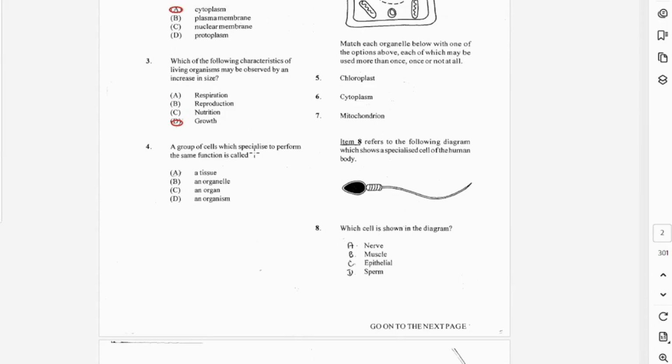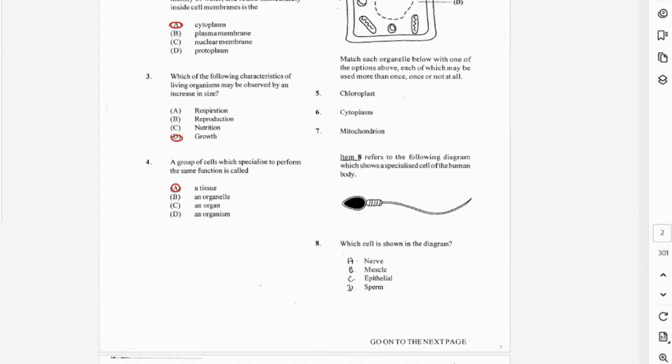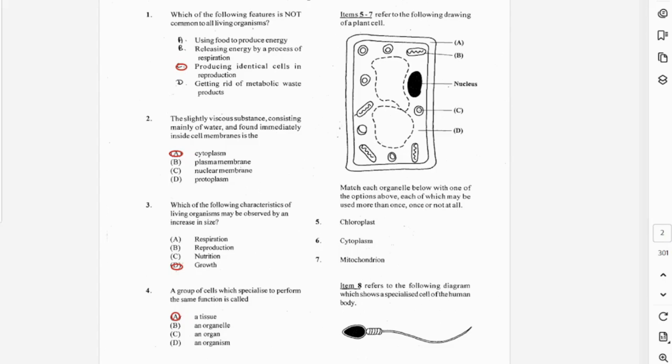A group of cells which specialize to perform the same function is called a tissue. So if you remember cellular organization, you have cells grouped together, well, similar function cells grouped together to form tissue. Tissue forms organs. Organs eventually lead to organ systems, and organ systems lead to the formation of the organism.